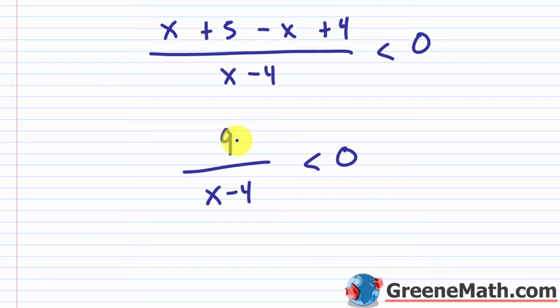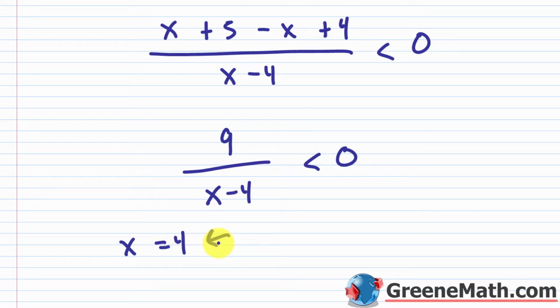In this particular case, we can't really set 9 equal to 0. That doesn't make any sense. There's no variable there. So you only have to set the denominator here, x minus 4, equal to 0. So let's say x minus 4 is equal to 0. We would add 4 to both sides and just get that x is equal to 4.